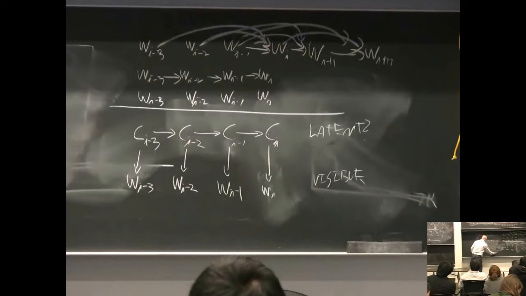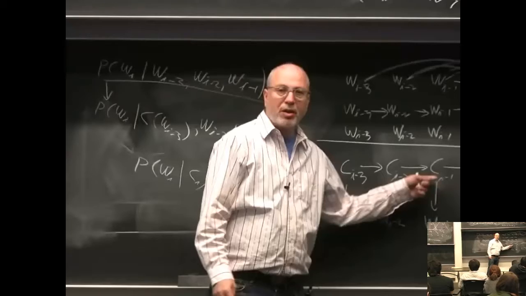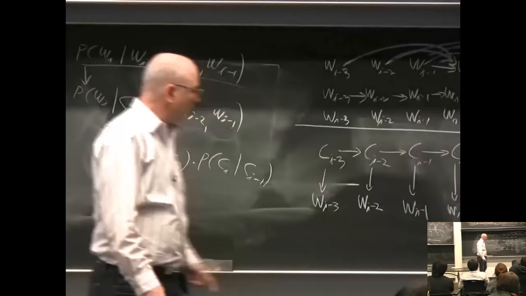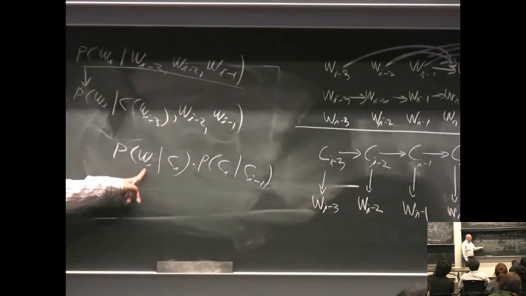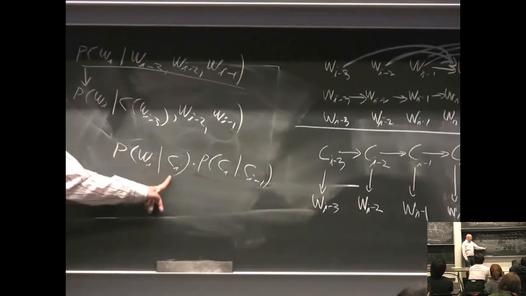It would be P of w_i given c_i, times P of c_i given c_{i-1}. Because I only connected adjacent classes, this is a bigram model. There's no extra arrows. That's this. That's a bigram model. And since the word was generated only knowing the class of the same position, I have this here.